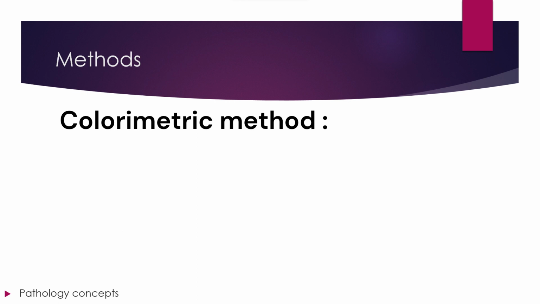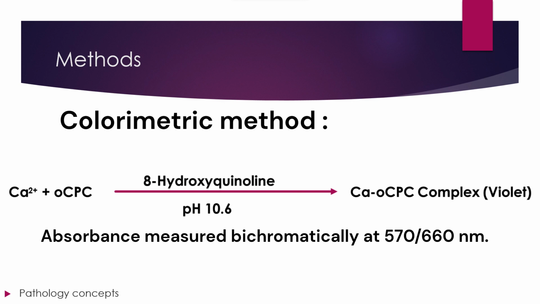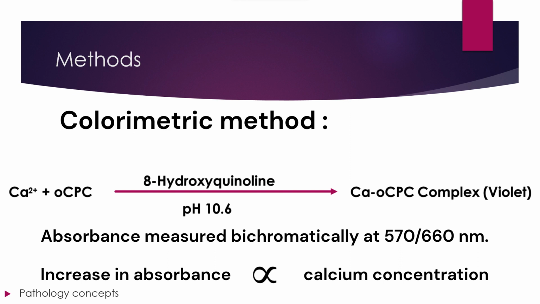Now let's understand the colorimetric method. The calcium OCPC procedure is based on calcium ion reacting with OCPC in an alkaline solution to form an intense violet colored complex which maximally absorbs at 577 nanometers. 8-hydroxyquinoline is added to remove interference by magnesium and iron. In this method, the absorption of the calcium OCPC complex is measured bichromatically at 570 or 660 nanometers. The resultant increase in absorbance of the reaction mixture is directly proportional to the calcium concentration in the sample.